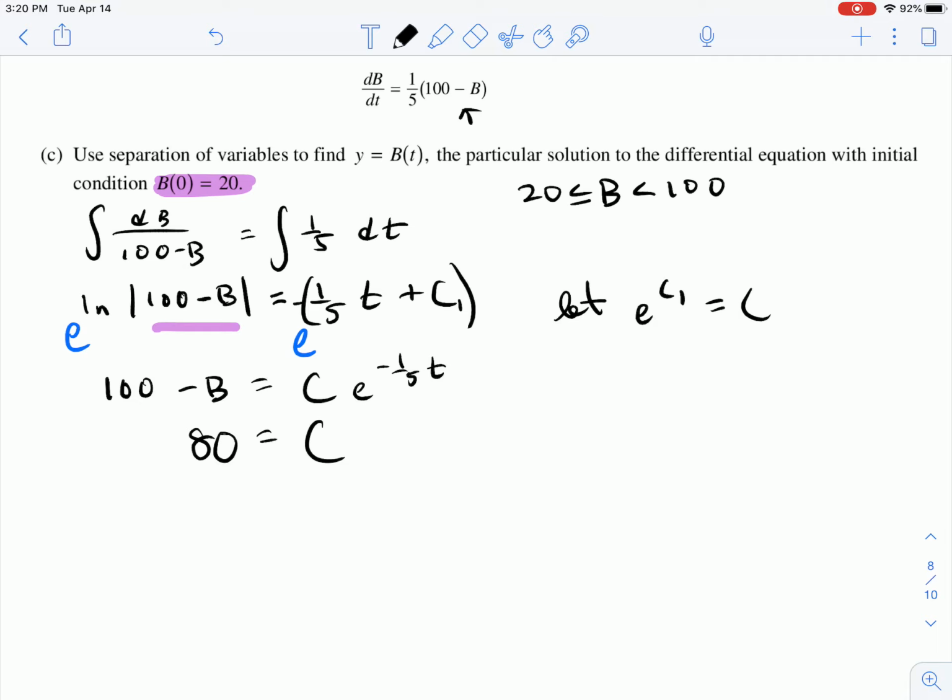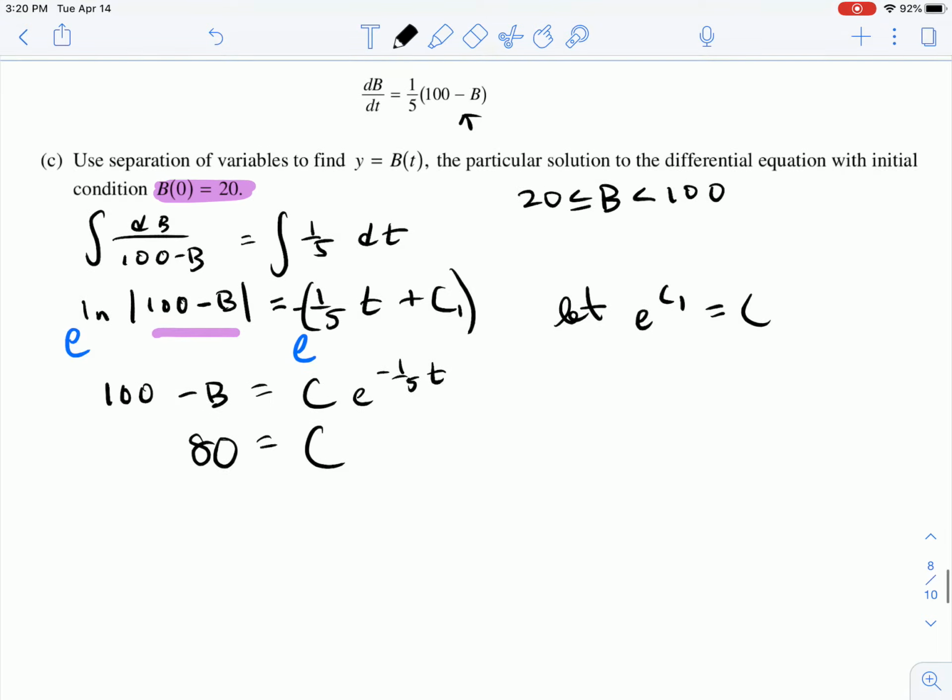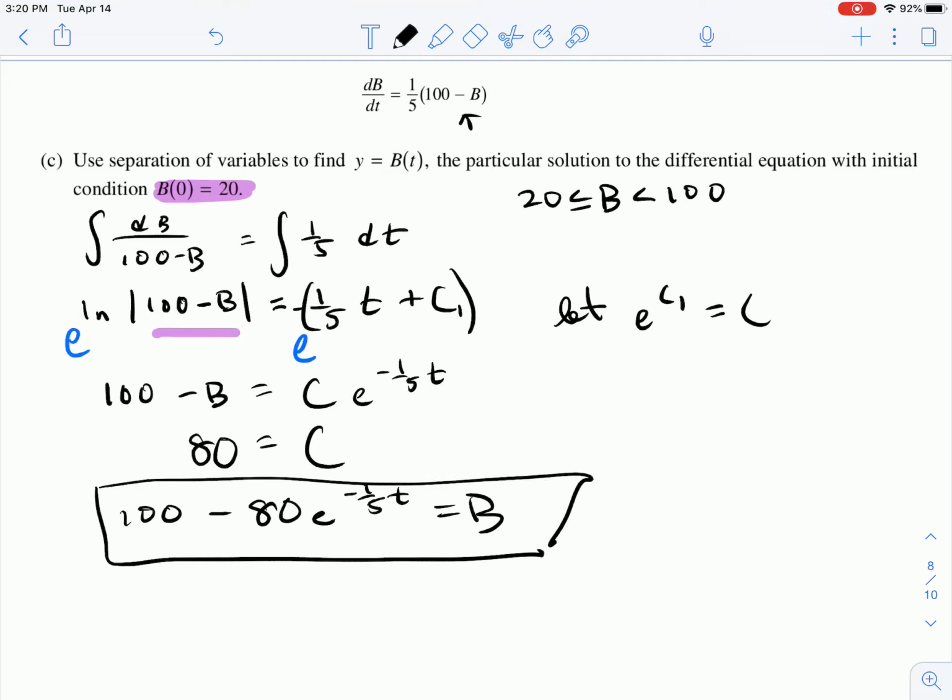So from here, let's go ahead and move B over to one side by itself. So we're going to say 100 minus 80e to the negative 1/5 t is equal to B. And there's our equation. Ooh, that's a horrible box. Okay?